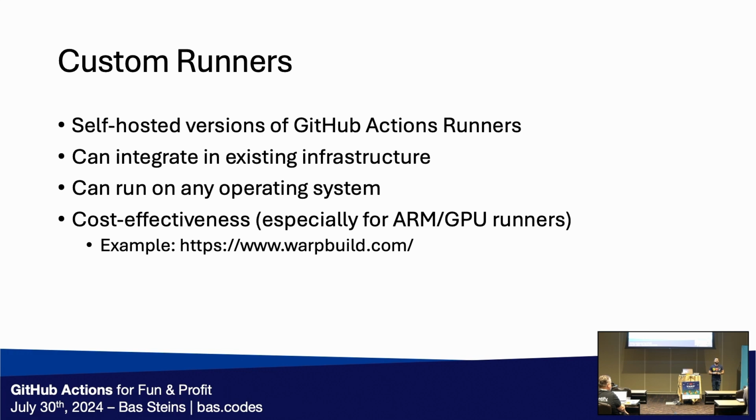So again, not only macOS is an issue, you could also add a server with a different architecture, ARM, for example. And here's one example of one of those startups that provides custom runners for you, Warp Build, and they basically do some magic to accelerate the GitHub Action experience.